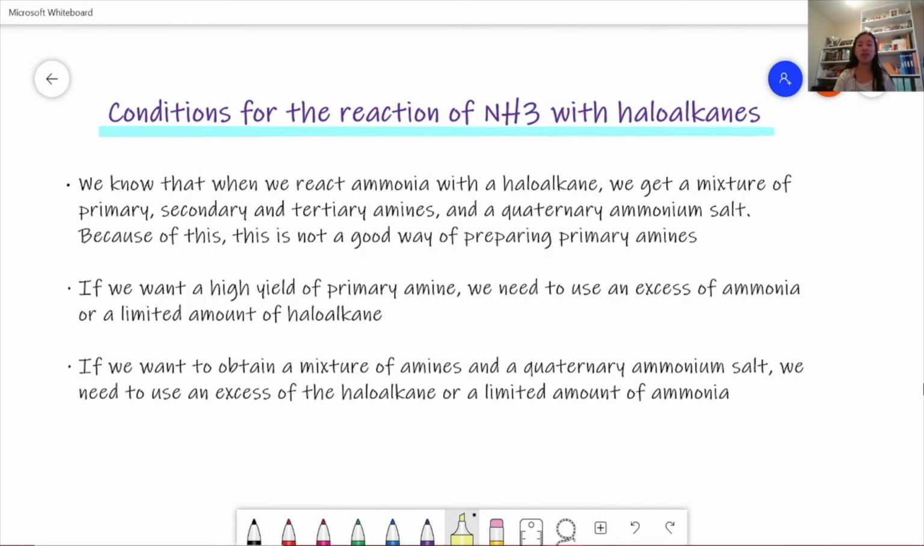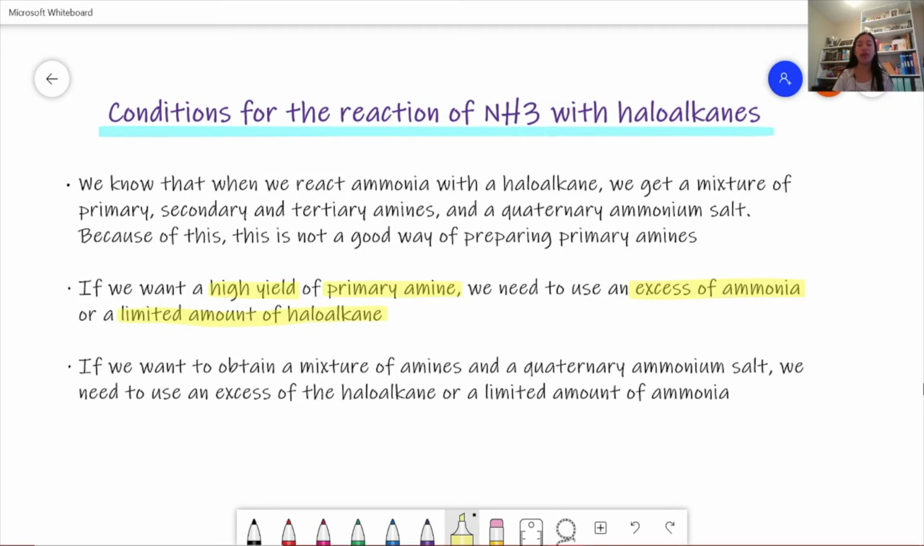Now we're going to look at the different conditions for this reaction of ammonia with haloalkanes that we can have. So we know that when we react ammonia with a haloalkane, we get a mixture of primary, secondary, and tertiary amines, and also a quaternary ammonium salt. And because of this, it isn't a good way of preparing primary amines. And so the general rules are that if we want a high yield of primary amine, we need to use an excess of ammonia. Or alternatively, we could have a limited amount of haloalkanes. And this is because this prevents further substitution.